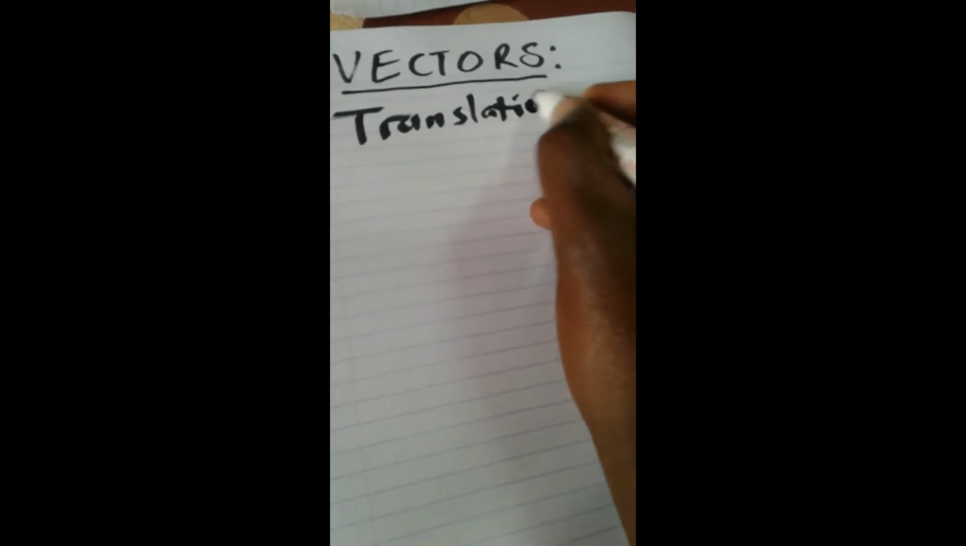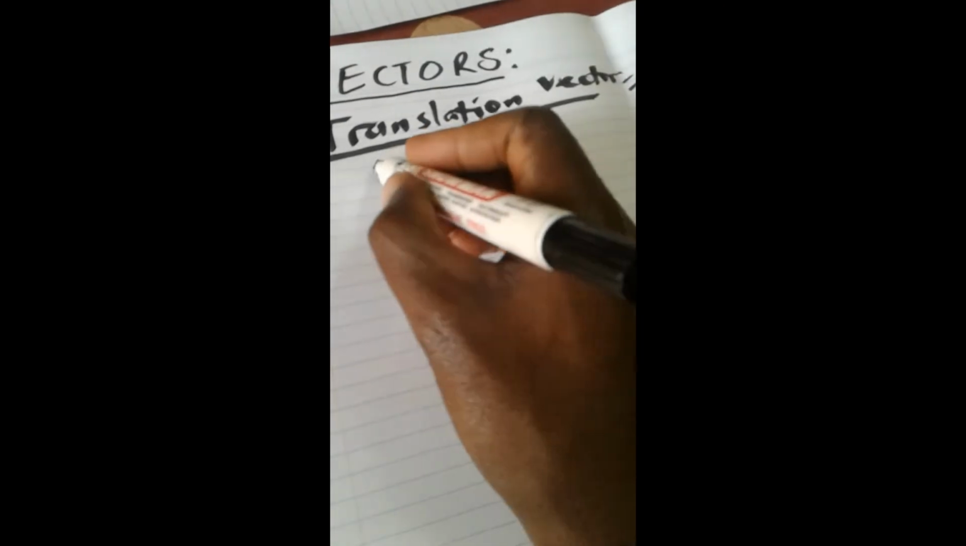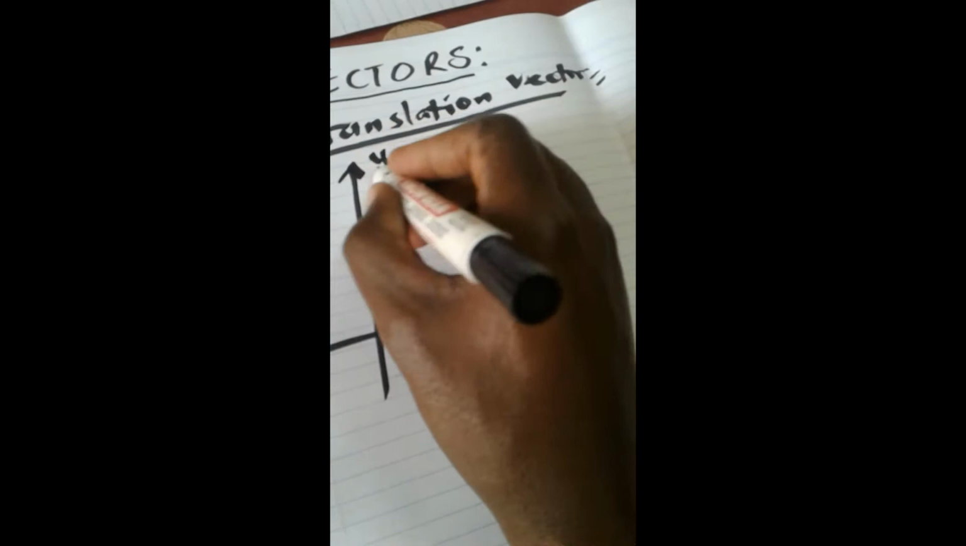Viewers, let us look at a recap of vectors today, and this is specifically for seniors 3 and 4. We want to begin our lesson by talking about a translation vector. To define properly our vector, if we have what we call the Cartesian plane, y-axis, x-axis, and this is the origin.